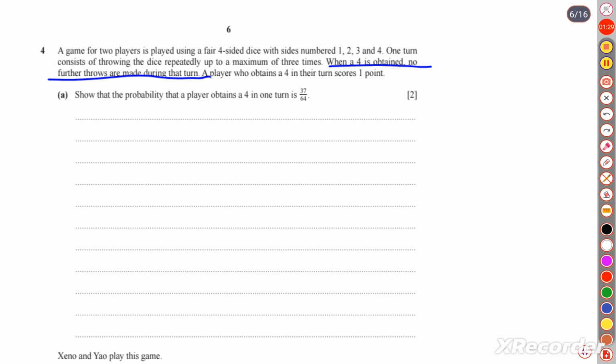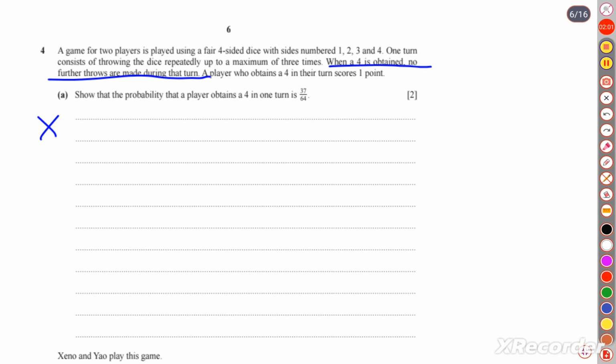Such cases are called geometric distribution. Whenever the desired score is obtained and no more experiment is done after it, it is called geometric distribution. So an easy way to identify a geometric distribution is that whenever the desired success is obtained, no more experiment occurs. Such cases are called geometric distribution. So let's start writing it as a geometric distribution.